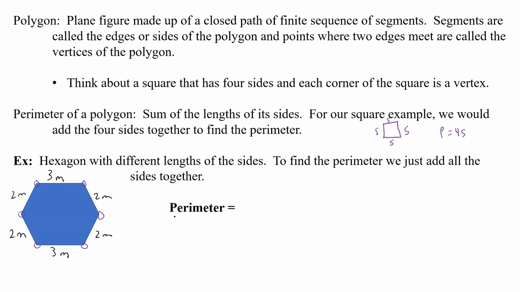Now let's look at a hexagon specifically. This one is drawn so the sides are of different lengths. So we don't have something nice like, we can just take 6 times 2 and get our perimeter. We have to look at each side and add it together. For the perimeter, I'm going to mark the first one I do, that way I know where I'm at. I'm going to say this is first, and then I'm going to move around clockwise. So I'll have 3 plus, here we'll have 2 plus 2 plus 3 plus 2 plus 2.